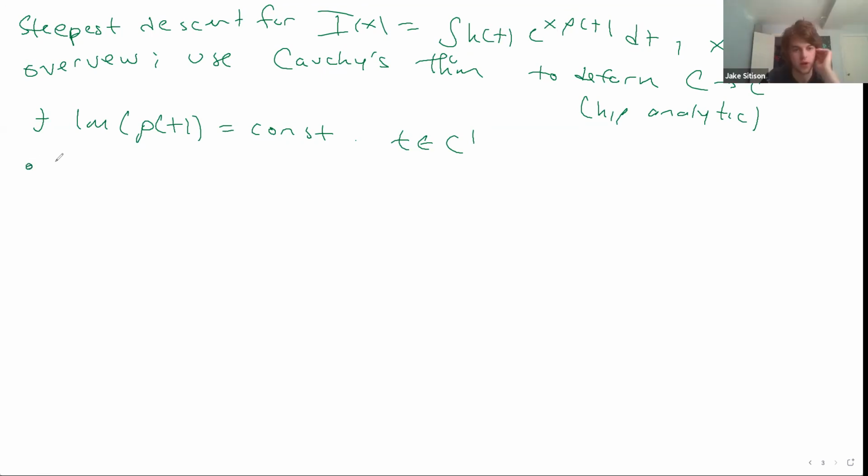What is the word before analytic in parentheses there? Oh yeah, so h and rho are analytic. Oh, okay. Yeah, sorry. Okay.